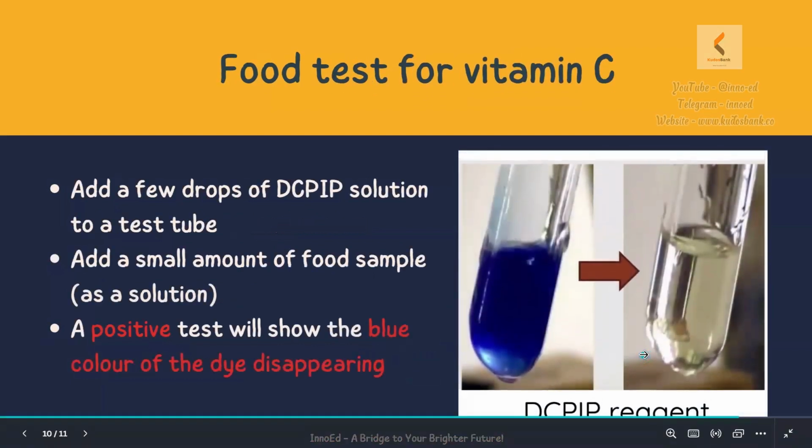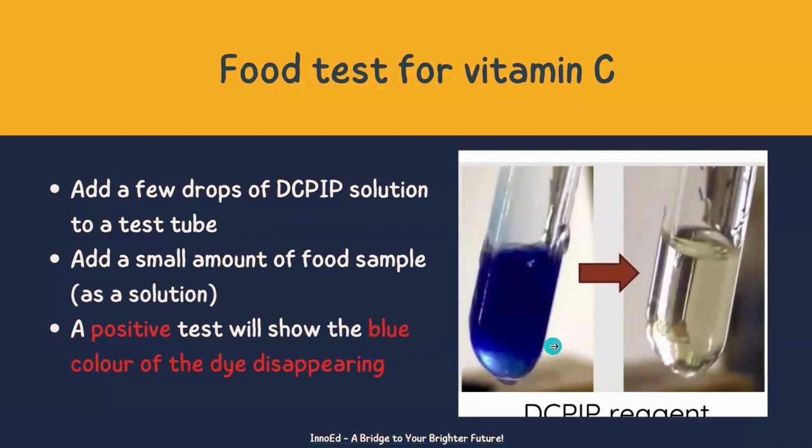So the last food test for this chapter is the food test for vitamin C. You can test whether a food sample contains vitamin C or not by using a few drops of DCPIP solution, which is originally blue in color. You add a few drops of DCPIP solution into a small amount of food sample that you want to test. If the blue color disappears, which means it becomes colorless, the test is positive, which means the food sample contains vitamin C.